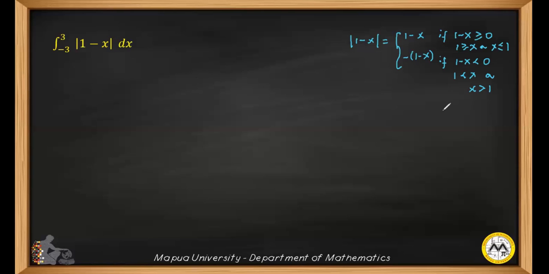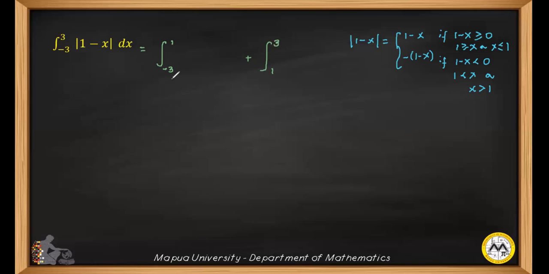And here, this time, we will consider c is equal to 1. We will consider x less than 1, and x greater than 1. Therefore, this is equal to the integral from -3 to 1 plus the integral from 1 to 3.